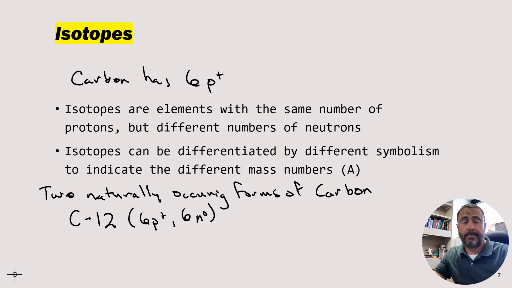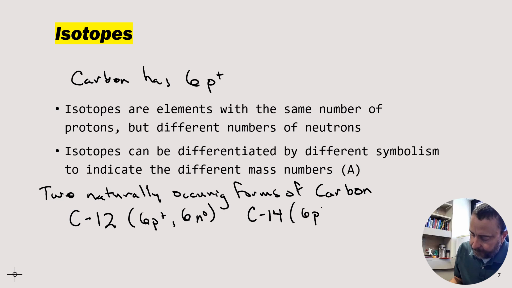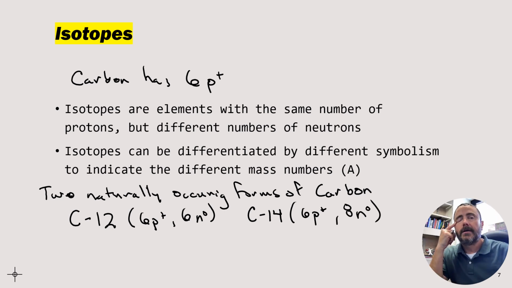The mass number is 6 plus 6. That's what we're writing down here with our isotopes. Or I could have carbon 14. It has 6 protons, and so the number of neutrons for carbon 14, well, 6 plus what gives us 14? It has 8 neutrons. So one way we can write these is C-12 or C-14.